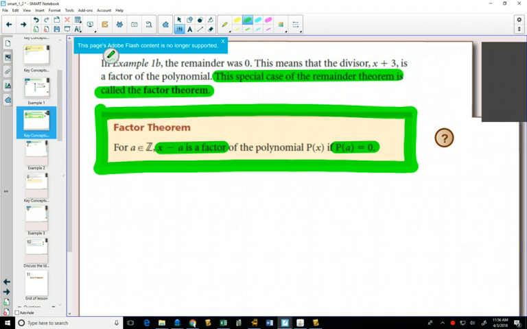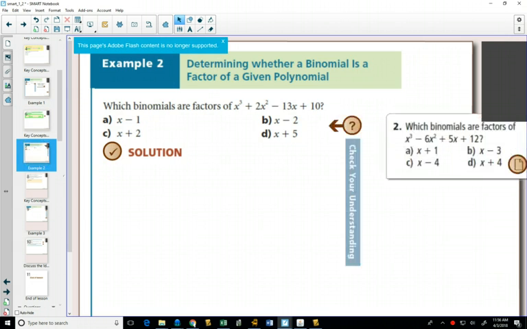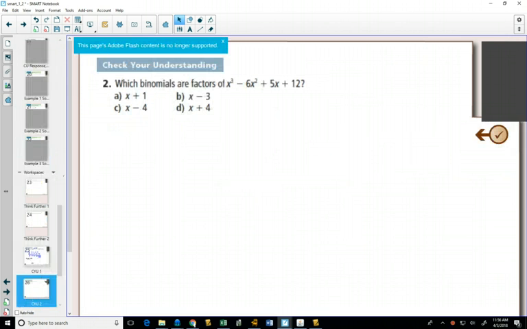And one of the things that we're leading towards in this unit is factoring things that you haven't been able to factor before. How do I factor an x cubed equation when there's lots of stuff? How does that work? What does that look like? So if we look at example 2, they give us a bunch of options: x plus 1, x minus 3, x minus 4, and x plus 4. And they say which one of these are factors.